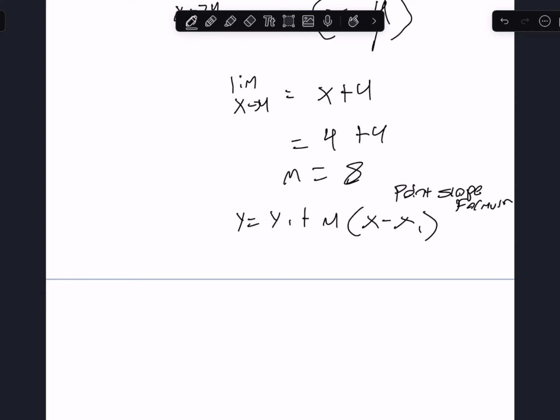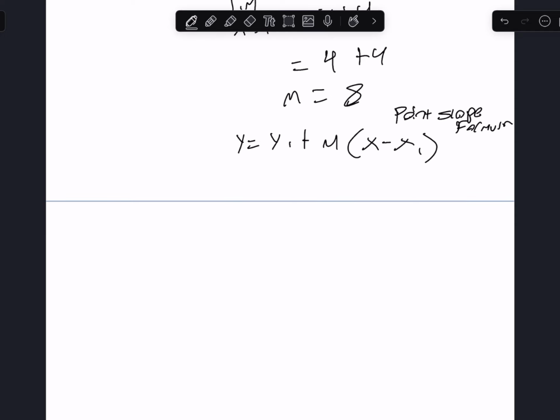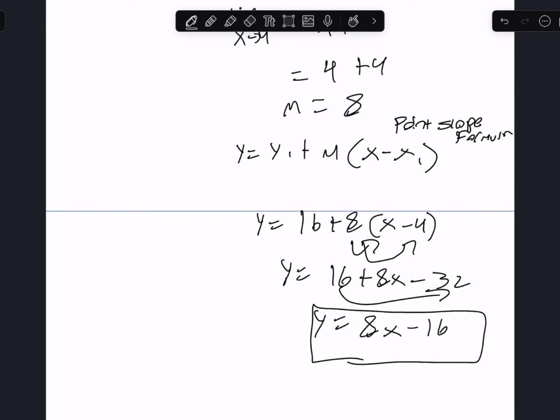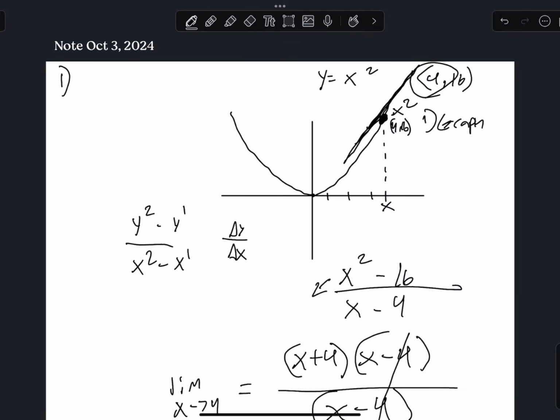That's the proper term. So now all we have to do is simply input our values once again. So we get y equals 16 plus our slope of 8, parentheses x minus 4. We distribute the 8. You get 16 plus 8x minus 32. Combine these two terms. Get y equals 8x minus 16. This equation right here is the equation tangent to y equals x squared.